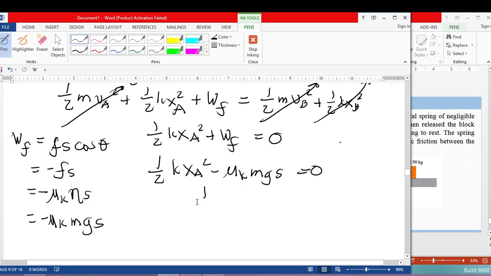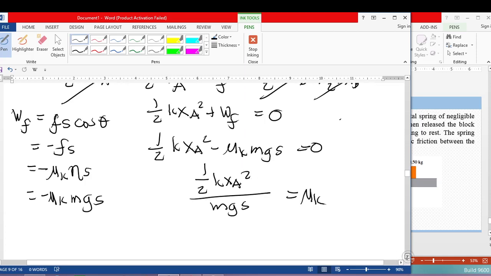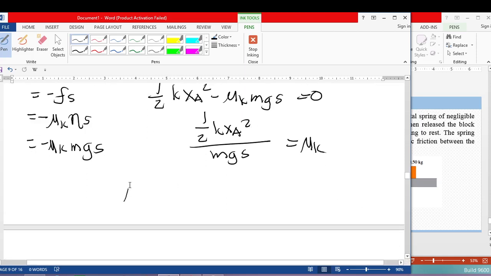Then we have to put this one on the other side, then divided by mgs. So that is your mu k. Okay, so we have to find the coefficient of kinetic friction. So just put all of the values.